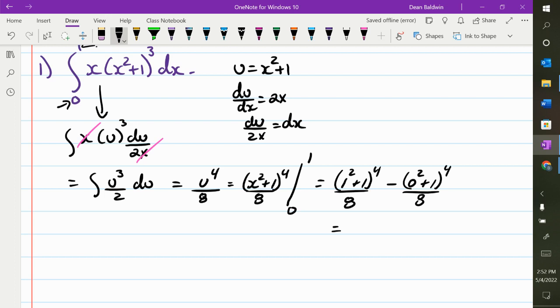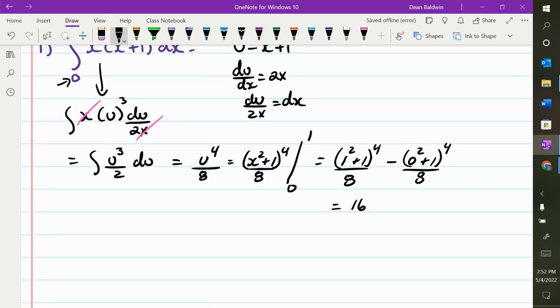What's 1 squared plus 1? 2. What's 2 to the power 4? 16. Just don't write it as 2, though. I know it is 2, but when you do the other one, 0 squared is nothing, and 1 to the power of 4 is 1. You've already got the common denominator, so the answer is 15 over 8. That is correct. You can do it that way if you choose.